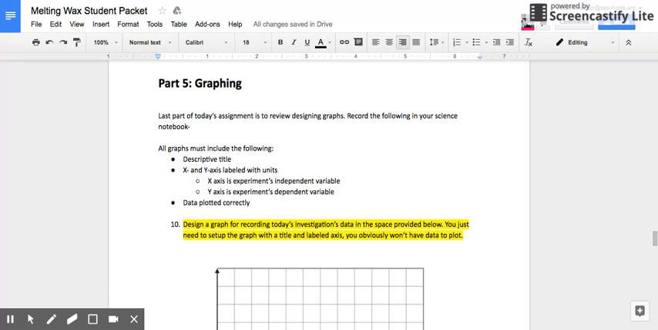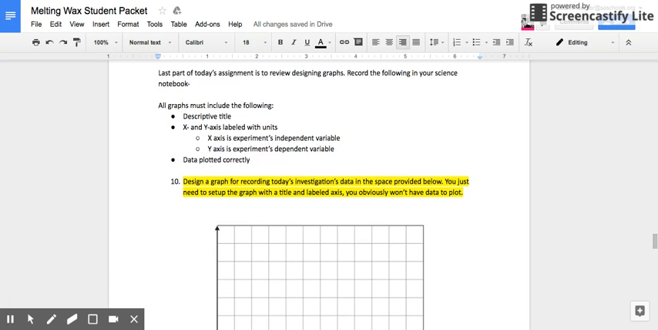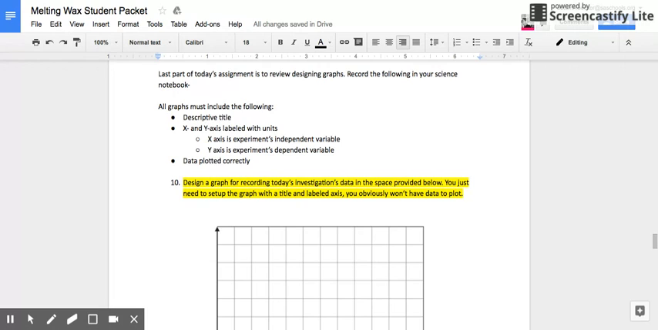Great, so now we're going to move on to part 5, which is graphing. For graphs, make sure that you record the following in your notebook so you have this to reference later. All graphs should include a descriptive title. It can be the same title that you use to describe your table. That's absolutely fine. All graphs need to have X and Y axes labeled, and those labels need to have units.